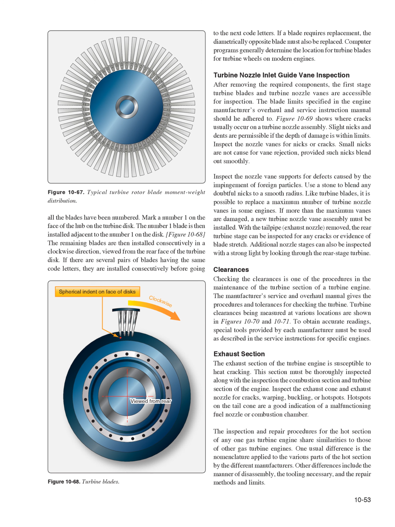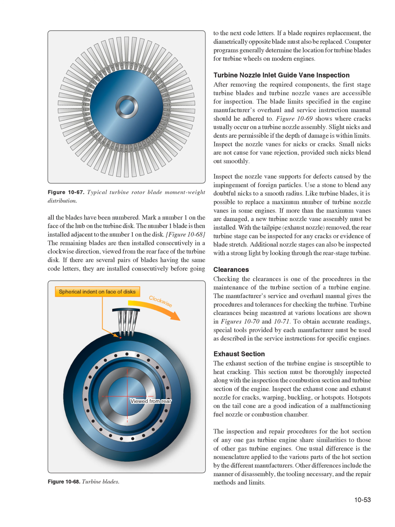Turbine nozzle inlet guide vane inspection. After removing the required components, the first stage turbine blades and turbine nozzle vanes are accessible for inspection. The blade limits specified in the engine manufacturer's overhaul and service instruction manual should be adhered to. Figure 1069 shows where cracks usually occur on a turbine nozzle assembly. Slight nicks and dents are permissible if the depth of damage is within limits.